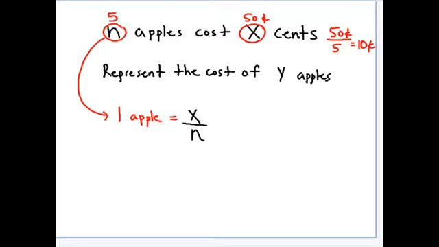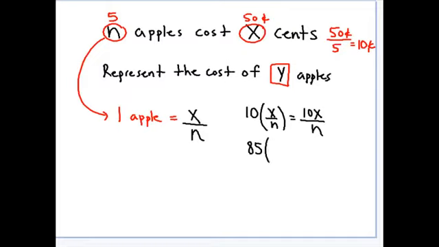Now, finally, we'd like to find the cost of y of these apples. Well, before we find the cost of y of these apples, let's look at an easier case. Suppose we wanted the cost of 10 apples. Since one apple cost x over n, 10 apples would cost 10 times x over n, or 10x over n. If you wanted the cost of 85 apples, you'd multiply 85 by the cost of 1, and so that would be 85x over n.